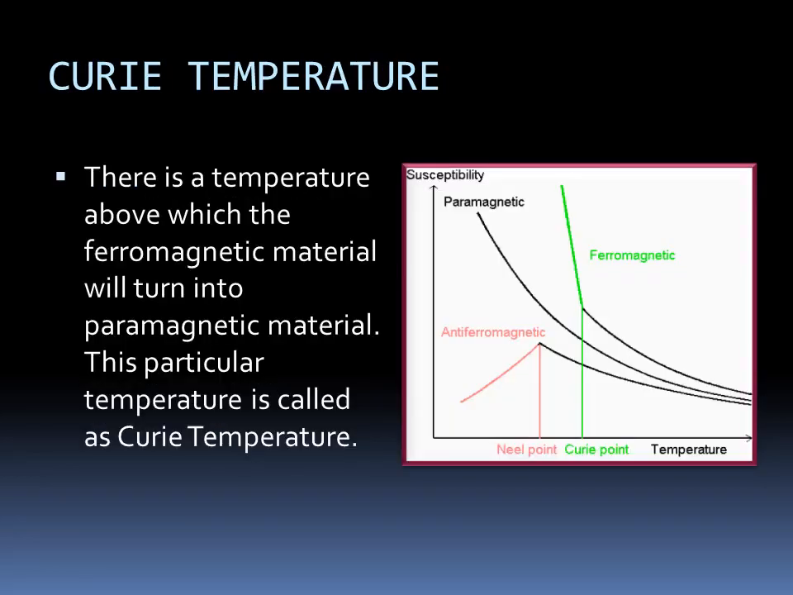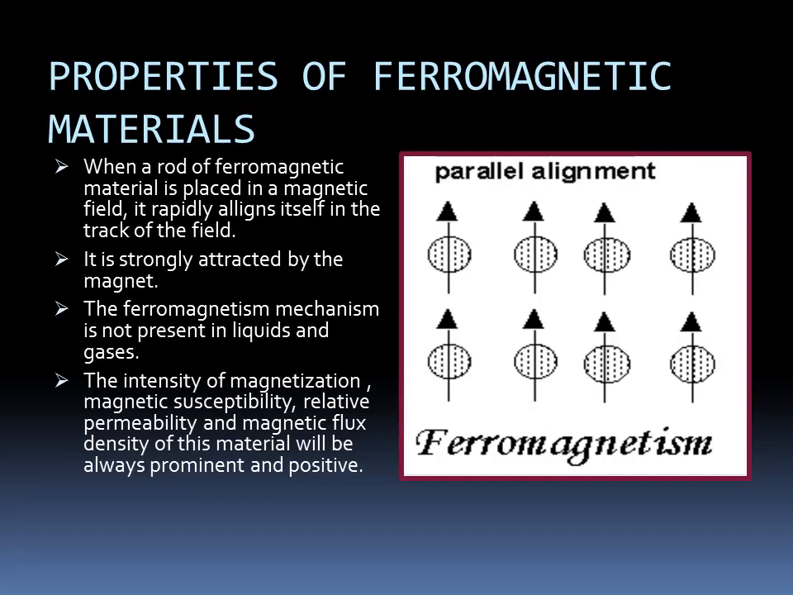In the case of ferromagnetic materials, Curie temperature has a key role. It is defined as the temperature above which the ferromagnetic material will turn into paramagnetic material. This particular temperature is called the Curie temperature, as you can also see in the graph. Now we are going to discuss some important properties of ferromagnetic materials, and a question arises in our mind: explain different properties of ferromagnetic materials.